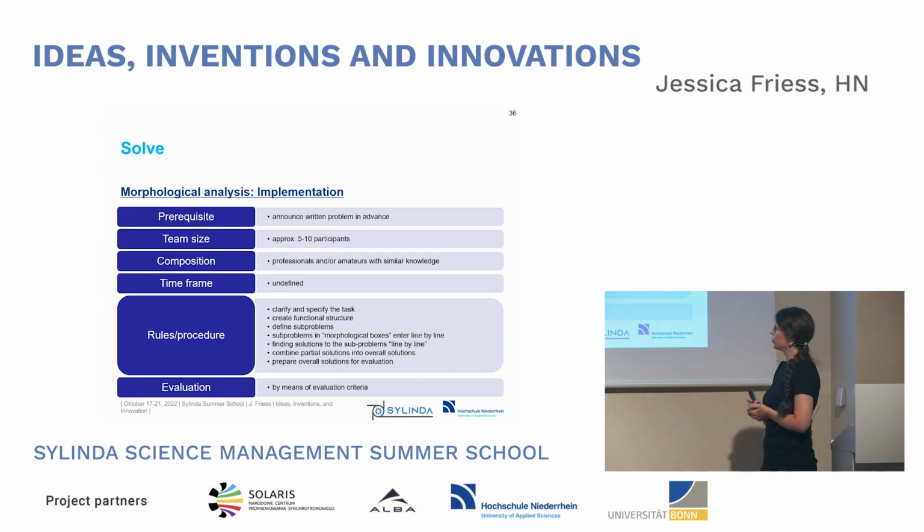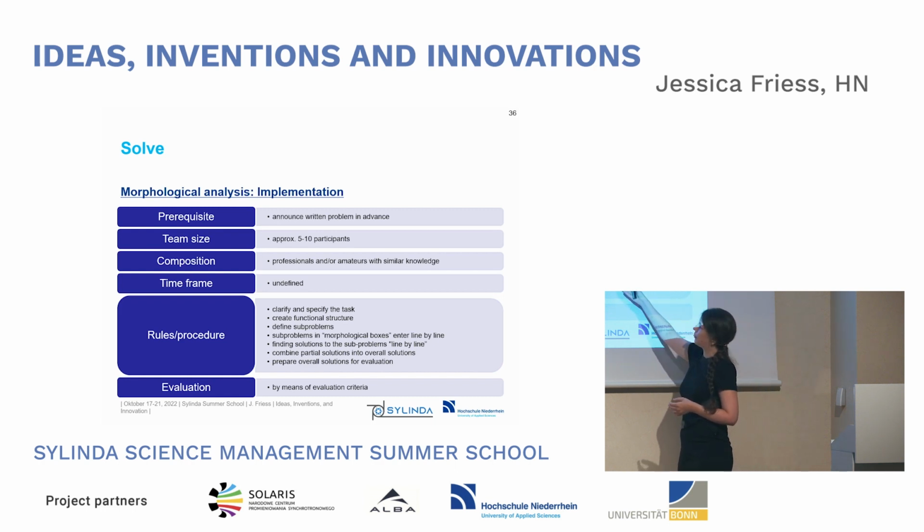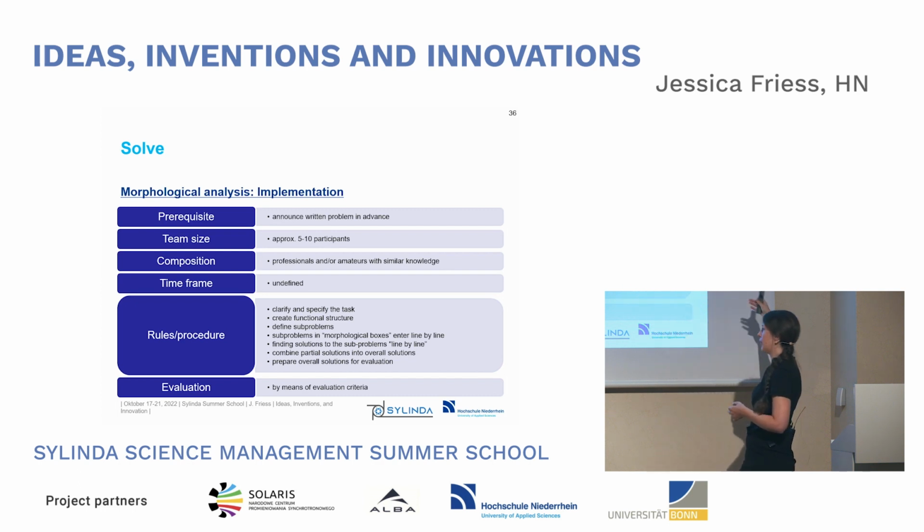So here again, we have it written how it's done. As a prerequisite, we have to announce the written problem in advance. We have a team size of about 5 to 10 persons, because if a group is bigger, not everybody is going to participate, so this is a good size. Time frame is undefined, and you clarify and specify the task. You create your functional structure, define your sub-problems, and then you enter, like I showed you, sub-problems line by line and find solutions to every problem line by line.